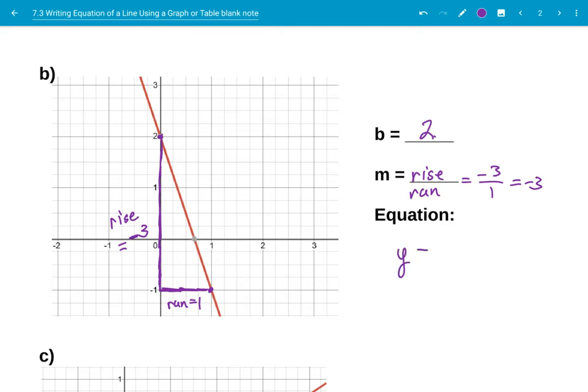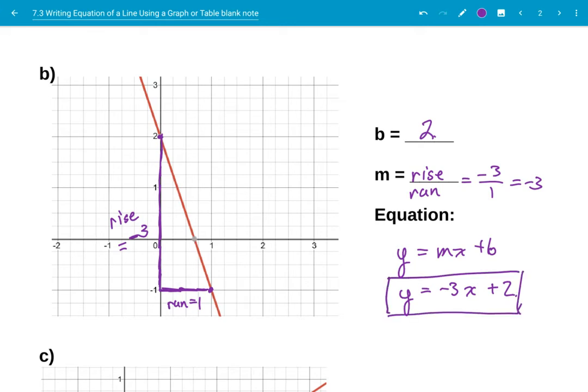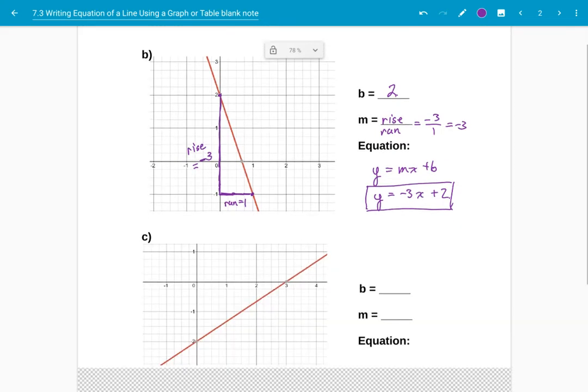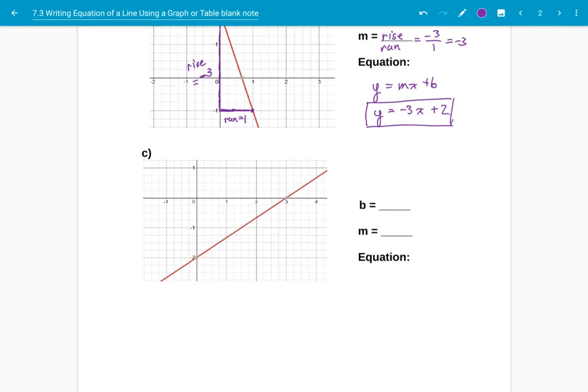Okay, so it crosses the y-axis at 2, goes down 3 and over 1. Slope, y equals mx plus b. So y is equal to, m is -3, so -3x, plus b, so plus 2. And there's the equation for the line of this graph. Okay, pause the video, try the next one.